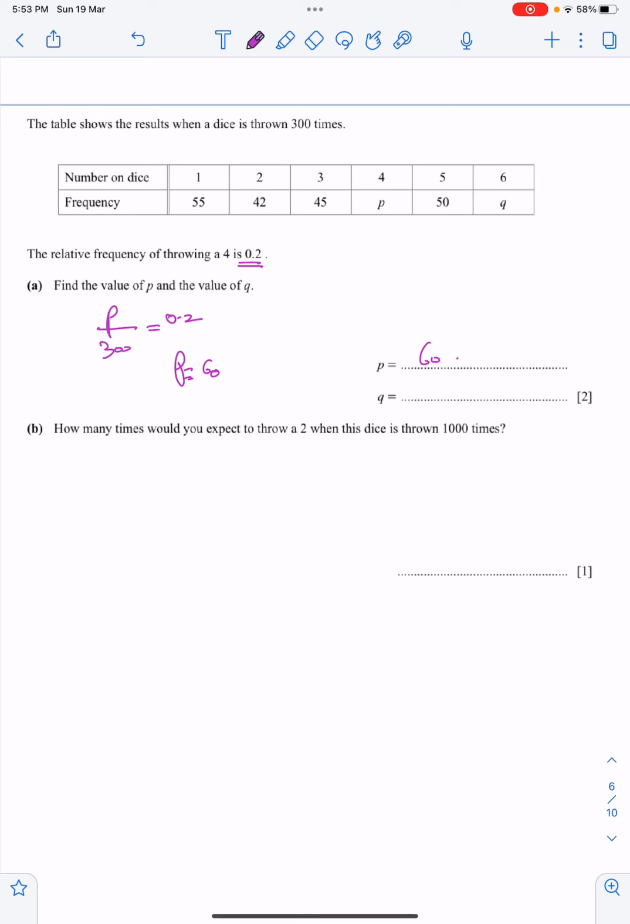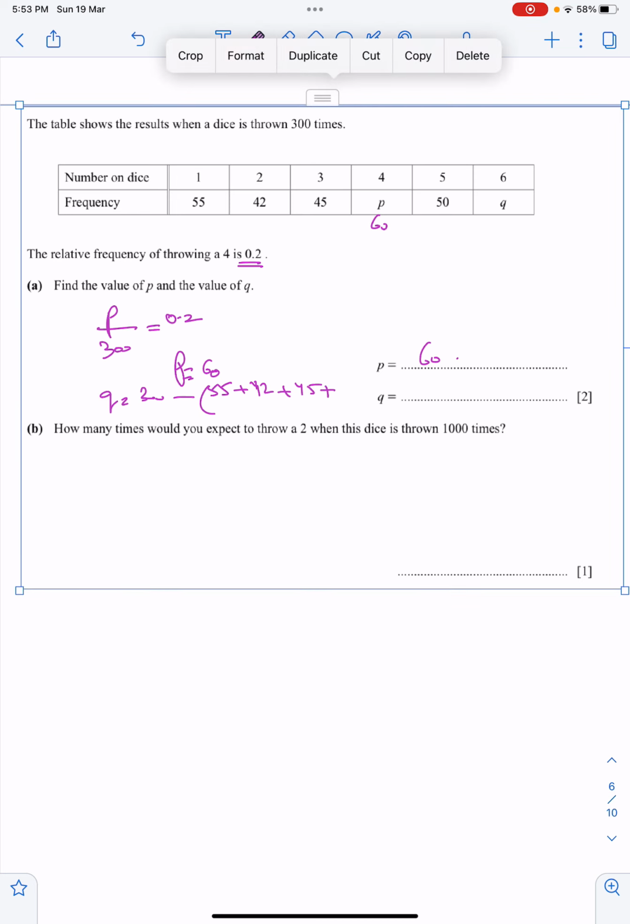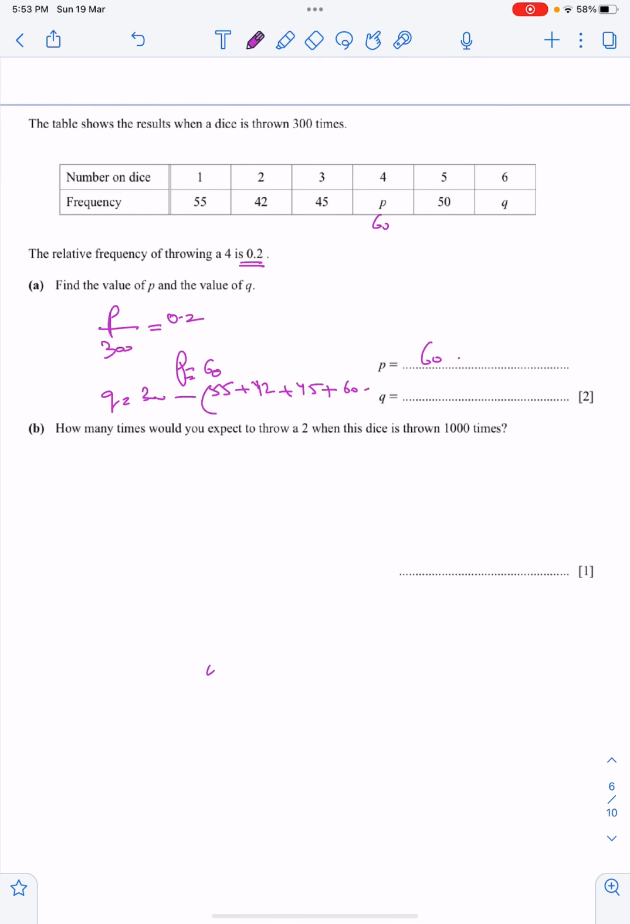Now once we get p equals 60, we know the sum of all the relative frequencies should be equal to 1. You can use that method, but the simpler one, because it's just a 2-mark question and we can't waste so much time on this: we know that this was thrown 300 times, so the sum of all these should be 300. So you have to add them up and subtract from 300. For q you will have to do 300 minus 55 plus 42 plus 45 plus 60 plus 50 plus 50. And this will turn out to be 48.